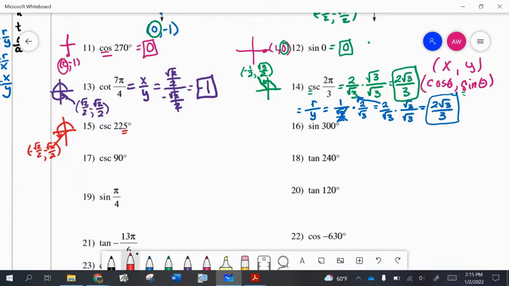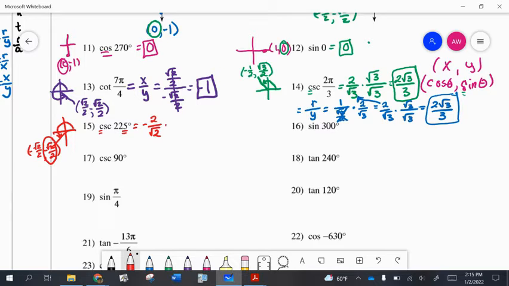Okay, so they want cosecant. Cosecant, we were just talking about, is the reciprocal of sine, because every s needs a c. So sine is the y coordinate, so I'm going to grab it and flip it. That's going to be negative 2 over root 2. I flipped the fraction because it's the reciprocal function.